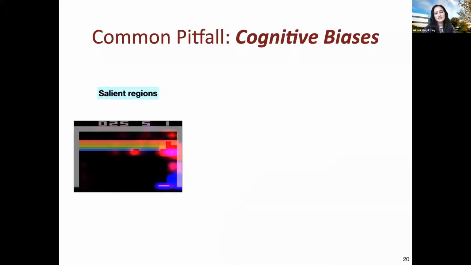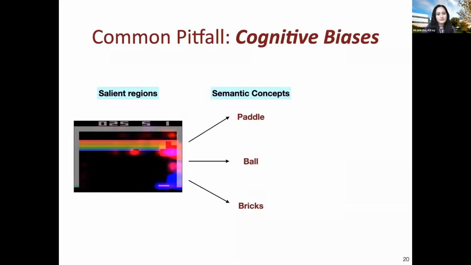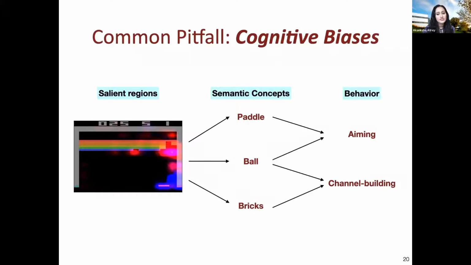And lastly, there's cognitive biases. Researchers have expectations of how salient regions map to semantic concepts and how the semantic concepts map to high-level behaviors. And this imposes a strong cognitive bias in both the existence and nature of these mappings. For instance, we recognize a paddle, ball, and bricks and behavior like aiming and channel building, but to a deep network, it's not necessary that it learns these same semantic concepts.